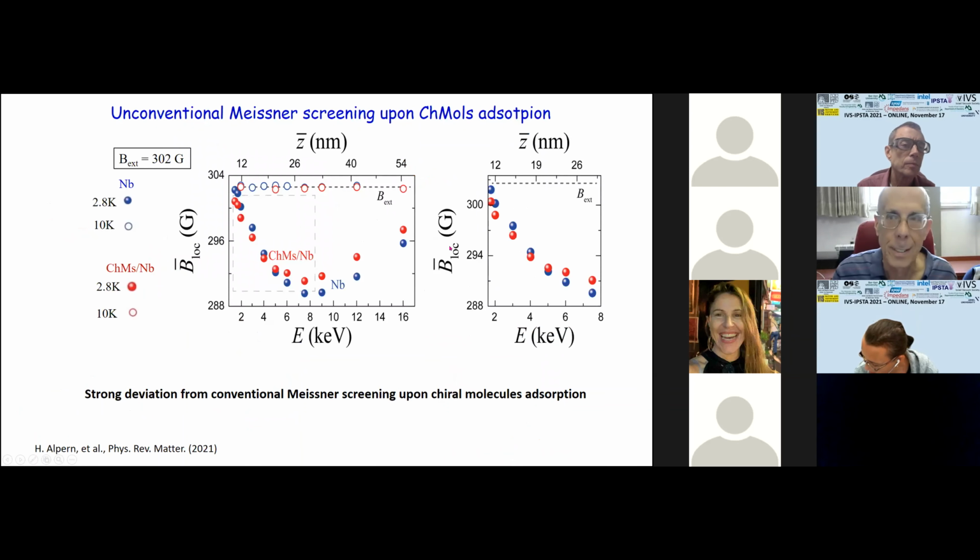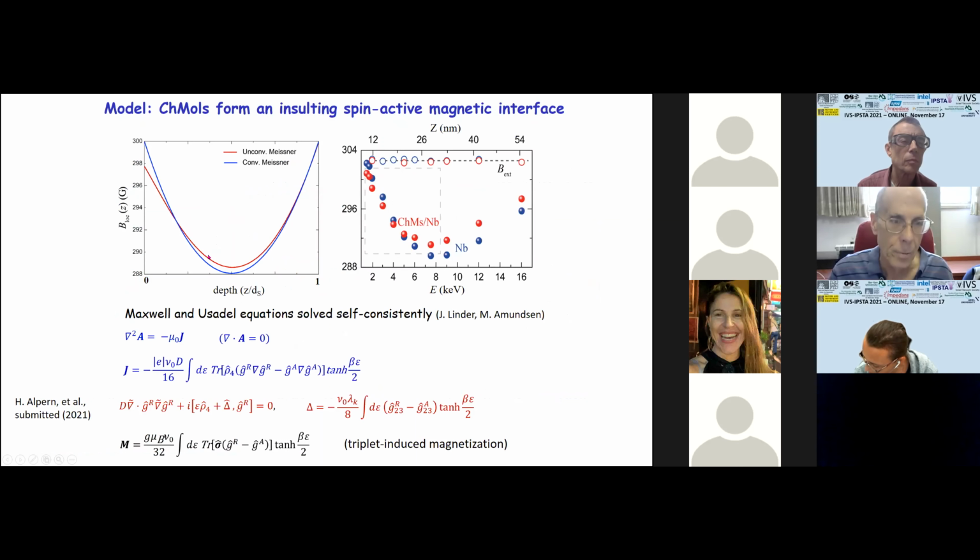When we looked at the data, of course above Tc the field inside is equal to the external field. What we see is that there is a vast difference between the data acquired at the bare niobium and the niobium with the chiral molecules. This two Gauss difference is very, very meaningful, because again the resolution is 0.1 Gauss, and the error bars are within these dots here. So the next thing that we did, we built an analytical numerical model where the assumption is these molecules constitute a spin active surface.